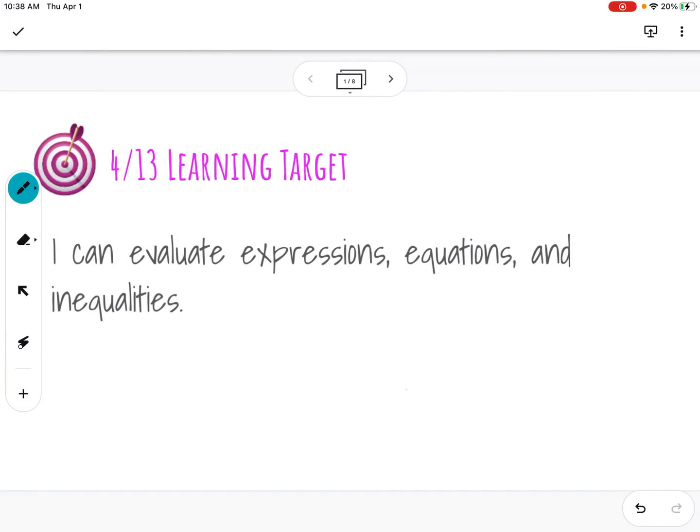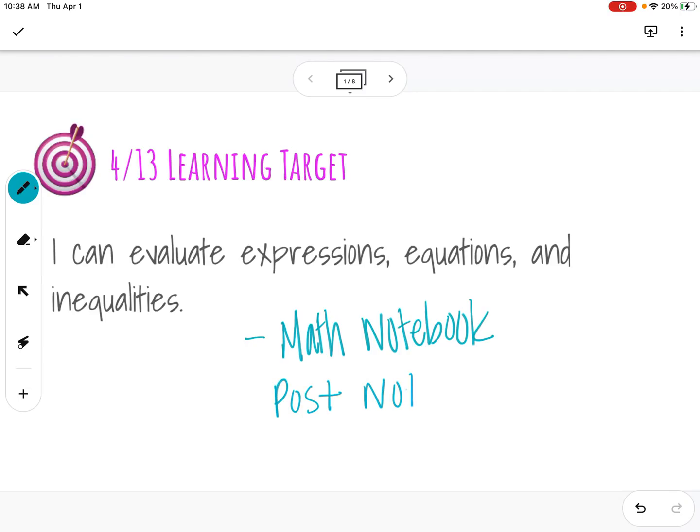Hey, fifth graders, today you're going to evaluate expressions, equations, and inequalities. Please make sure you have your math notebook out. You will need to take notes, detailed notes, during this lesson, and you will need to post your notes on Schoology following the lesson. So be sure that you are prepared and following along as I go through today's learning target.